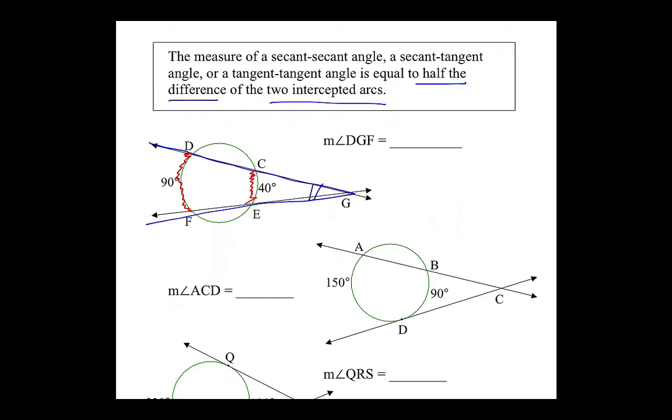Well, it wouldn't make sense to start with the 40 minus the 90. I'd get a negative number. So it's the measure of the big arc minus the smaller arc, divided by 2, that will give me the measure of that angle that is outside the circle. So in this case, I'm going to get 50 divided by 2. So that measure of angle DGF has to be 25.